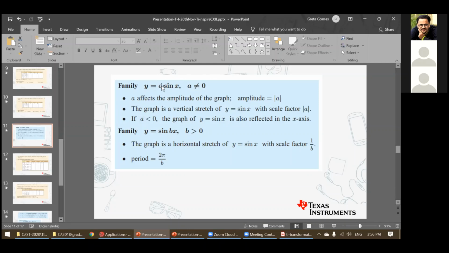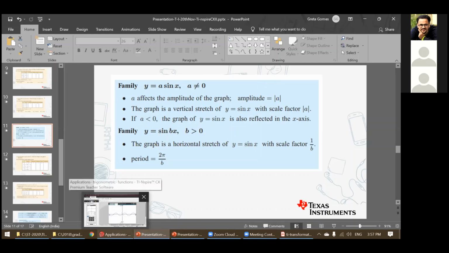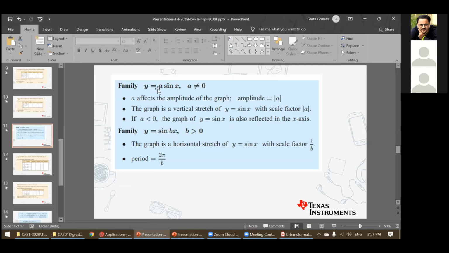So once you have associated a with the amplitude, by understanding that the modulus of a will give you the amplitude, then of course you can go ahead and transform the function in that direction. All right. Now, that takes care of A. The next part is B.